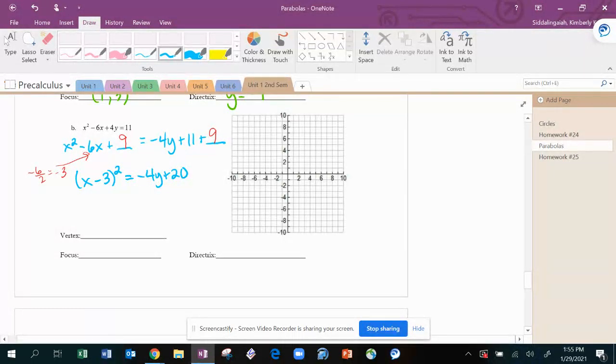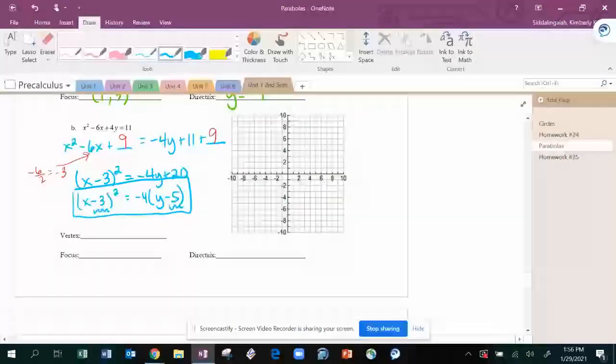But again, I want to factor out that -4. I basically want the coefficient of this y to be 1. So I'm taking out the -4. So if that were a +4, I would have just factored out a +4. If that was a +10, I would have factored out a +10. So whatever number is in front of the y, I'm just taking that out. Okay, so I'm in vertex form now. You can see it. And so my vertex is (3, 5).